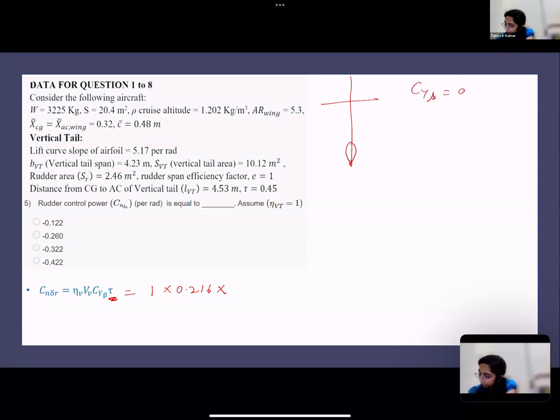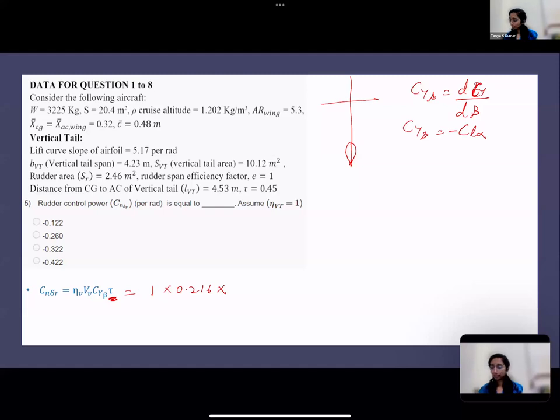Cy beta is dFy by d beta, where Fy is the force generated. So it's like dCl by d alpha. So it's just the lift curve slope. Do you understand that? The only difference here is that for a positive beta, a negative force is generated. So Cy beta is like the negative of Cl alpha, the negative lift curve slope.